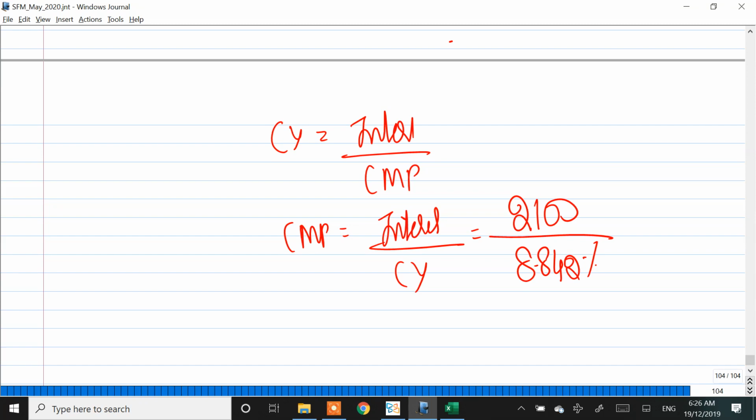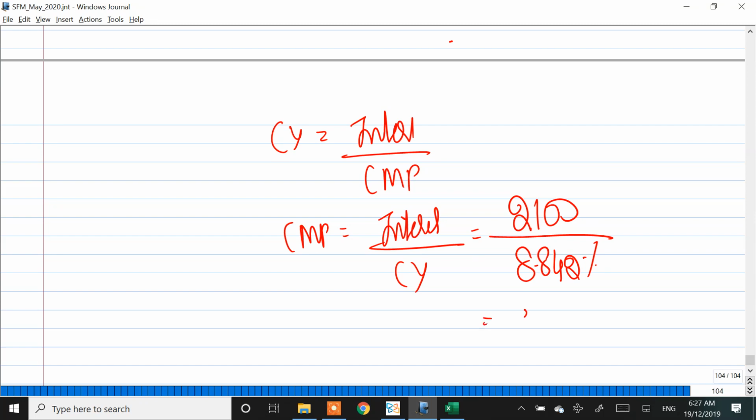P naught is equal to D1 by KE minus G. D1 is replaced with I1, which is interest of the first year. KE is replaced with cost of debt. Cost of equity is replaced with cost of debt, and there cannot be any growth as far as debenture is concerned. So the value of a debenture is equal to interest divided by cost of debt. So 2,100 divided by 8.842% is how much?